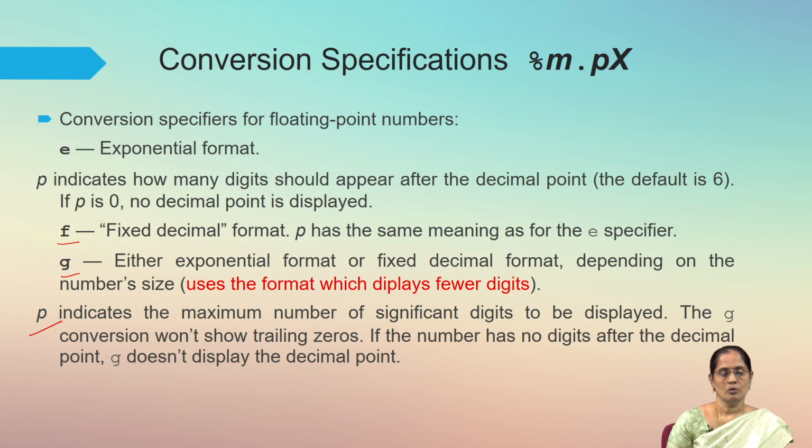G conversion will not show trailing zeros. If the number has no digits after the decimal point, the G conversion specifier will not display any decimal point, whereas in the case of specifying using F format, we can even see the trailing zeros displayed.